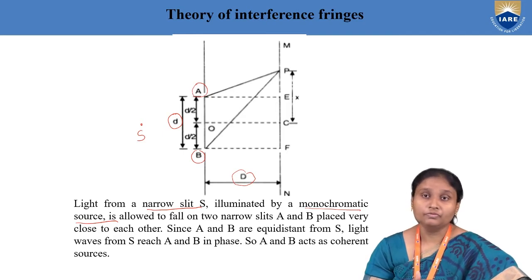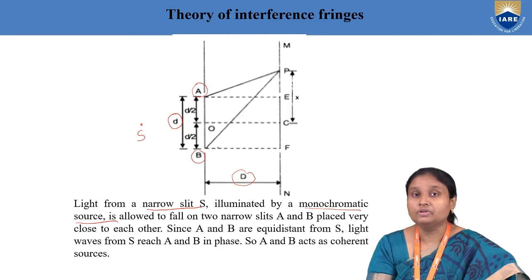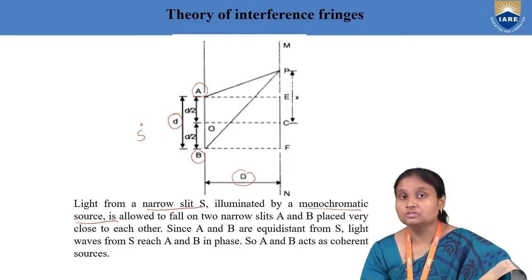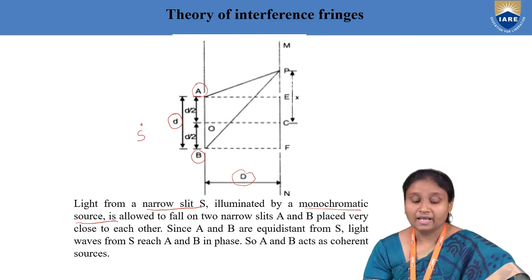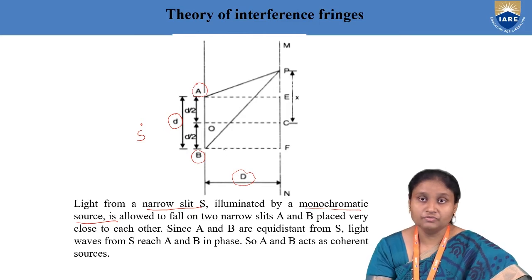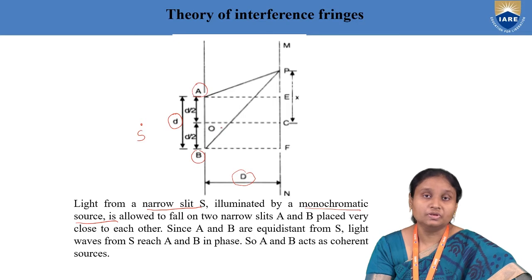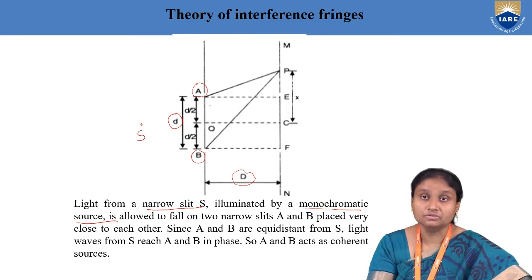Now we know that once light from a single source enters these two slits A and B, the light waves get divided because of division of amplitude, and we get two waves coming from these two sources A and B. You will say that these two waves will be coherent waves. Why? Because these waves are coming from a single source, and we'll name A and B as virtual coherent sources.